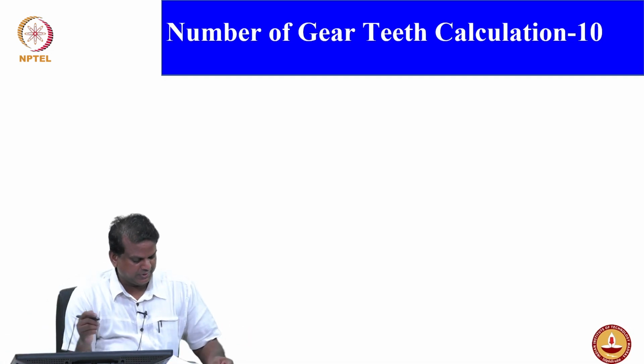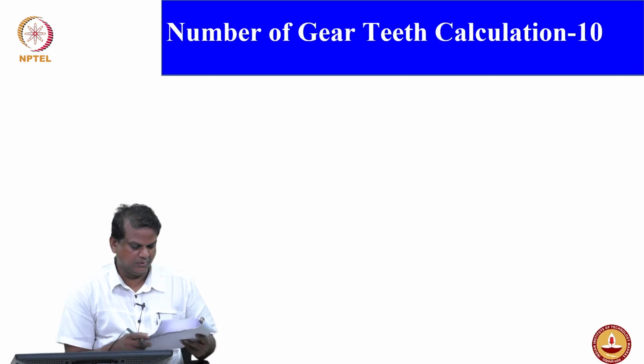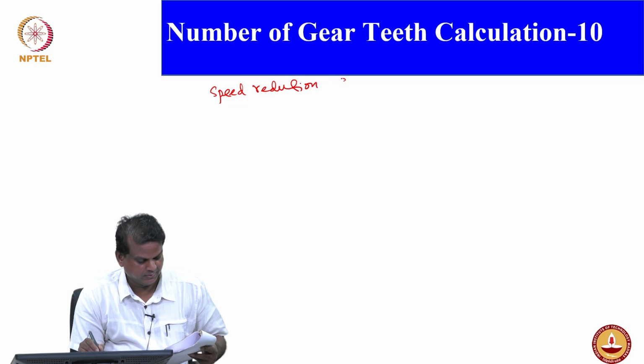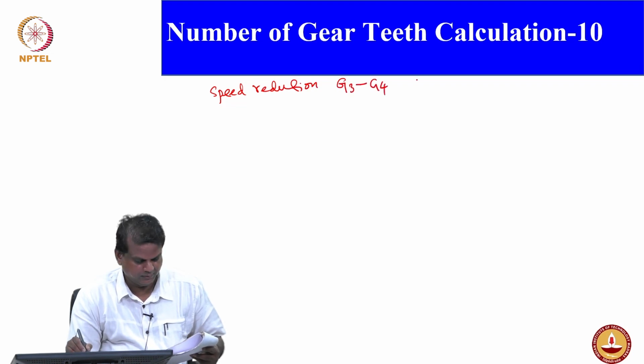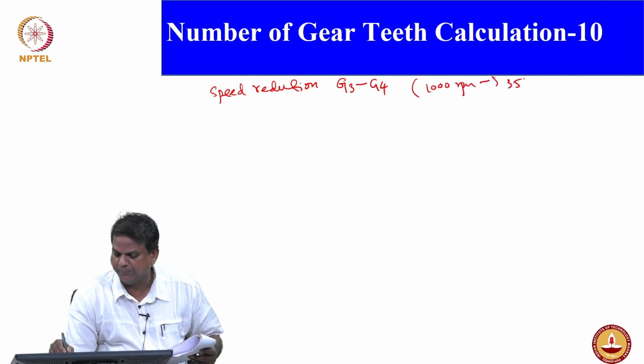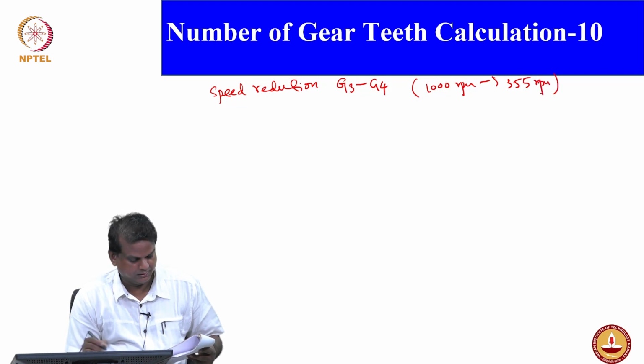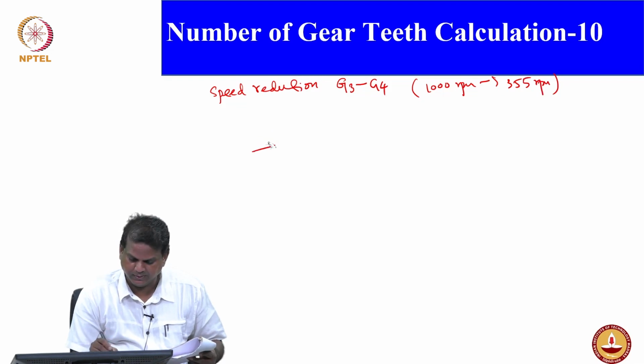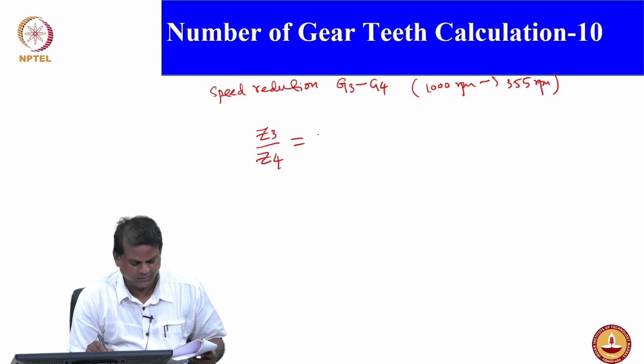Right. So speed reduction is happening at two speeds aspect. One is G1, G3 to G4, which is again I am repeating 1000 rpm to 355 rpm. Okay. So if you do the Z3, I will rewrite Z3 Z4 equal to N4 N3.